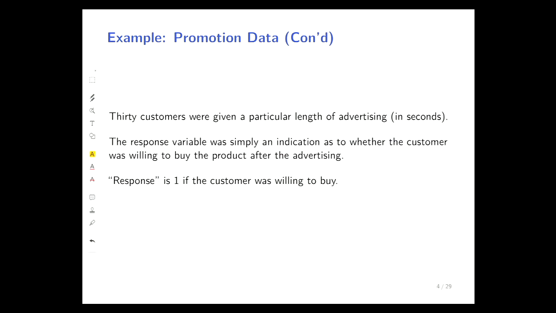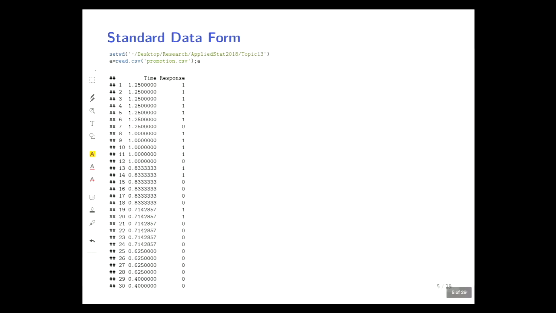So here, the response is whether, after the advertising, the customer is willing to buy the product or not. Because we have this whether-or-not as our response variable, we define response equals 1 if the customer was willing to buy, and 0 otherwise. So in this case, we have this binary response for the 30 customers. That's the background of the data.